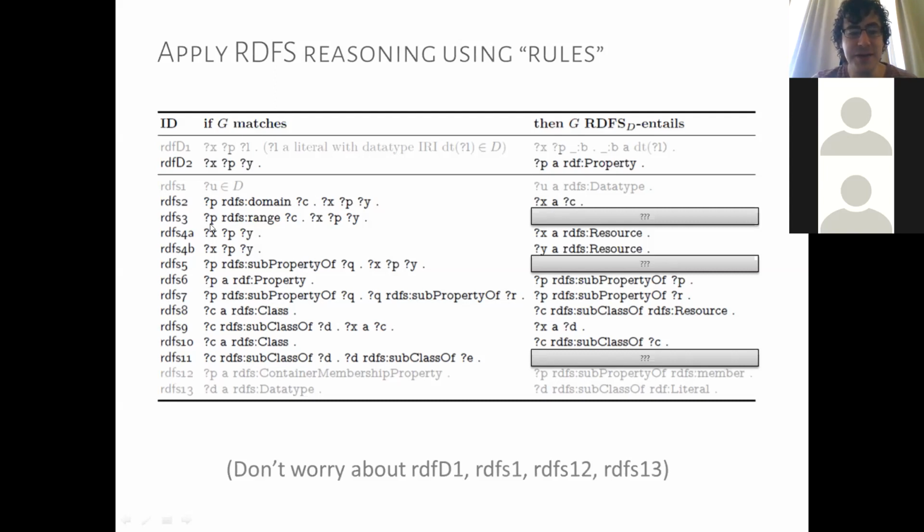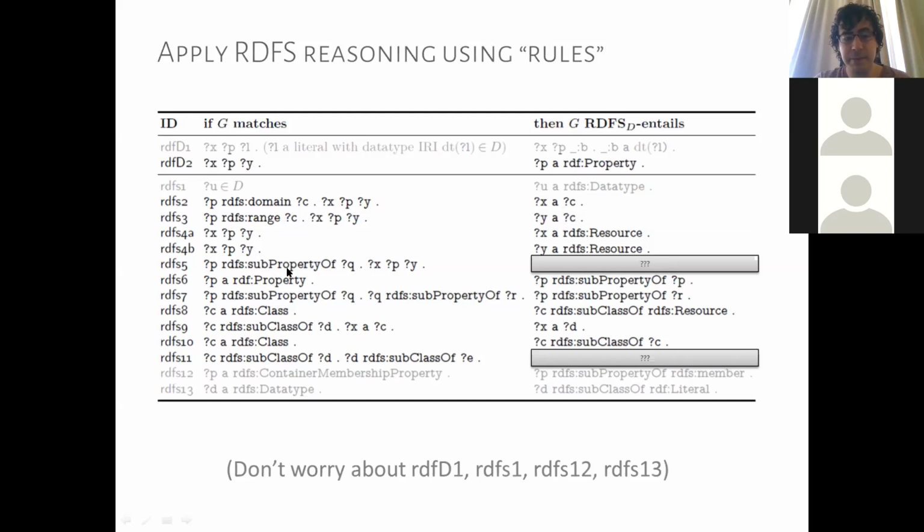So maybe we could guess what the rule would be for range. We have P range C, x p y. So we would expect to infer... range defines the types of the objects of a property, and so we could probably conclude that y is of type C. So this time, instead of the domain where we define the subject, we're defining the types of the objects.